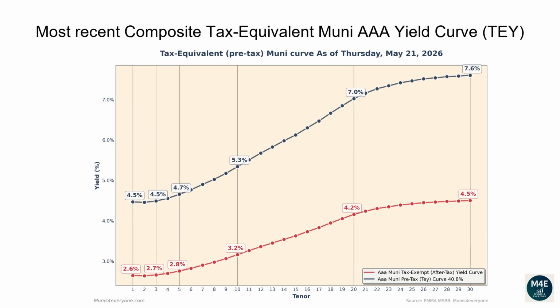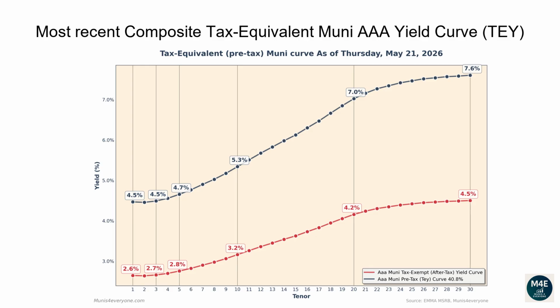Let's now go over the most recent composite tax-equivalent Muni AAA yield curve. The following graph shows, in red, the tax-exempt after-tax Muni yield curve, versus in blue its tax-equivalent pre-tax version, assuming a 40.8% top tax bracket, as of May 21, 2026.